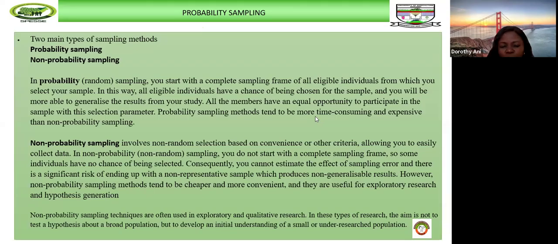So non-probability sampling techniques are often used in exploratory and qualitative research. In these types of research, the aim is not to test a hypothesis about a broad population, but to develop an initial understanding. Maybe you just want something that will give you a clue on how to go about setting another hypothesis or another study, or to just explore. So that is probability and the non-probability sampling methods.